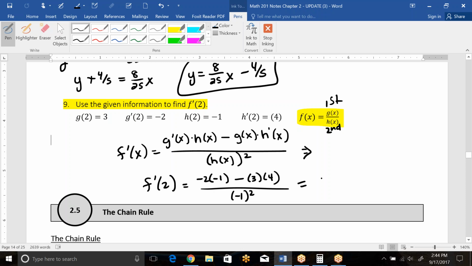So negative 2 times negative 1 is 2. That would be minus 12 over negative 1 squared, which is 1. So this is just going to be negative 10. Now that is f prime of 2.